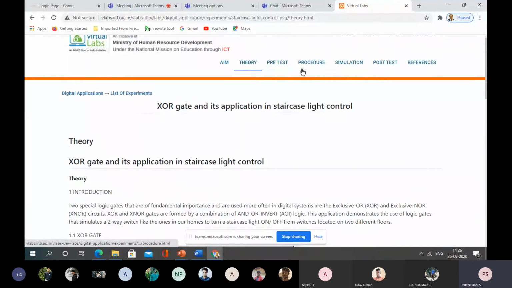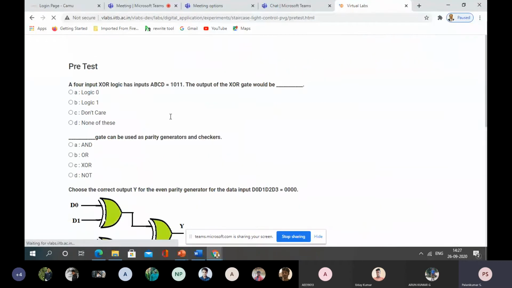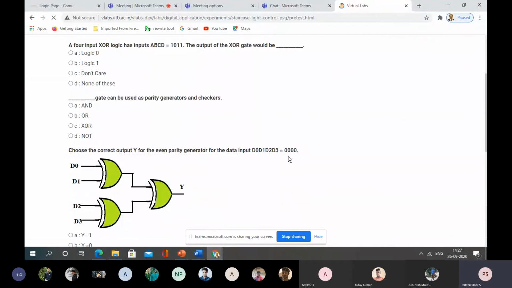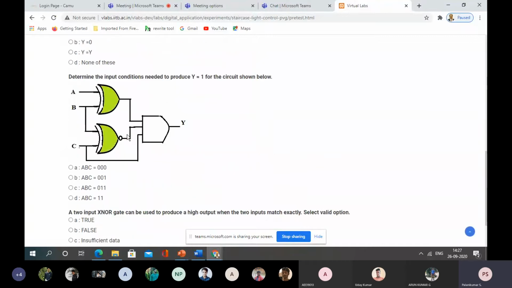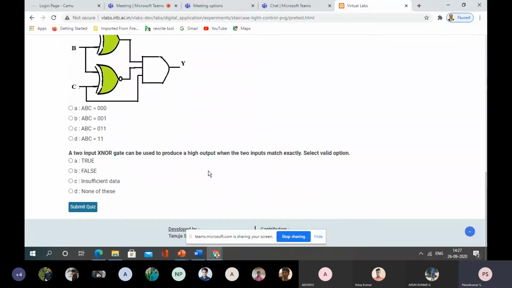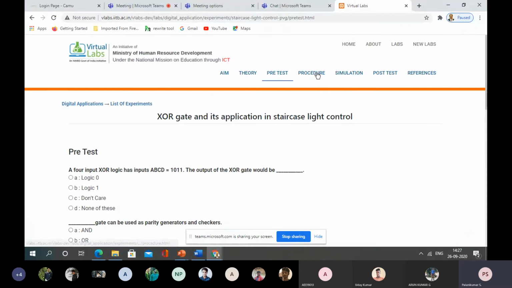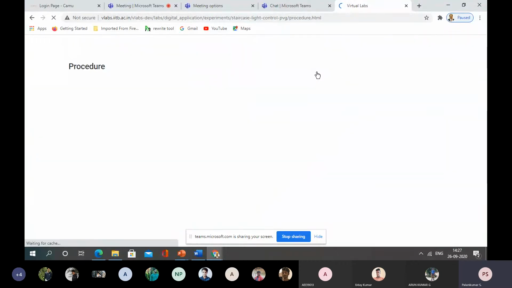So now coming to the procedure. I am giving you a pre-test. The pre-test is the same. What will happen whenever you give an input of 0 0? Likewise, a small quiz like that is there. Now coming to the procedure for this experiment.